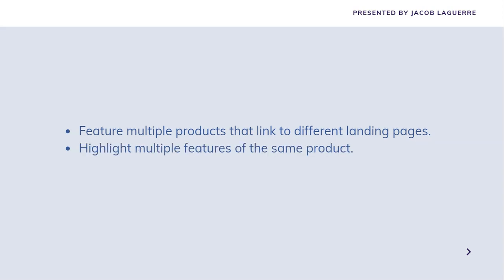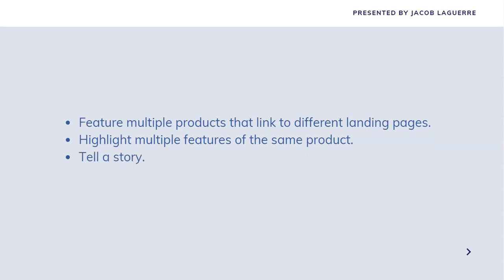Next, you can highlight multiple features of the same product. Let's say you're on the opposite end, where you only have one product that you really focus on. You could take that one product and use a carousel ad as a way to explain different aspects of it, so that people can get a really wholesome view of what your product is about, and they can do it in a very different way.